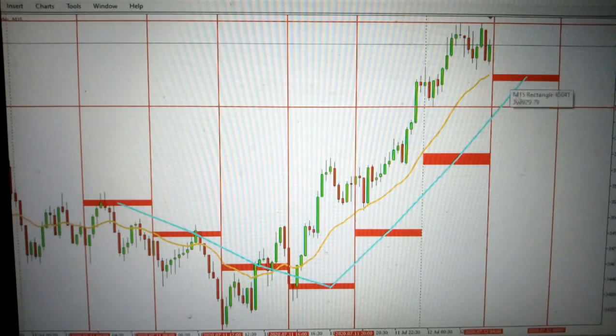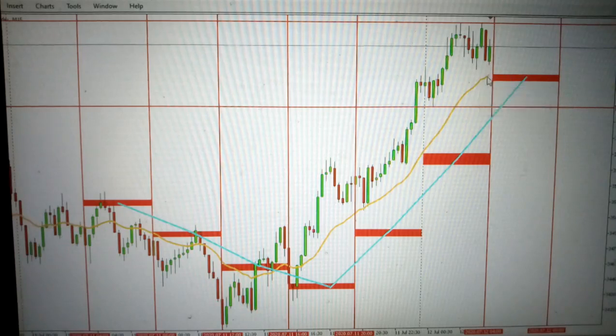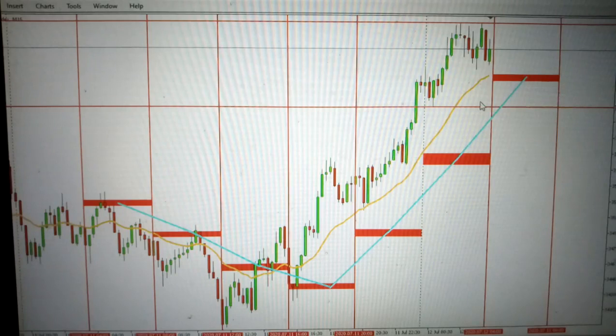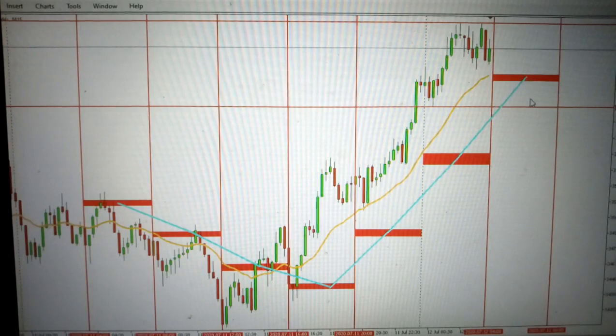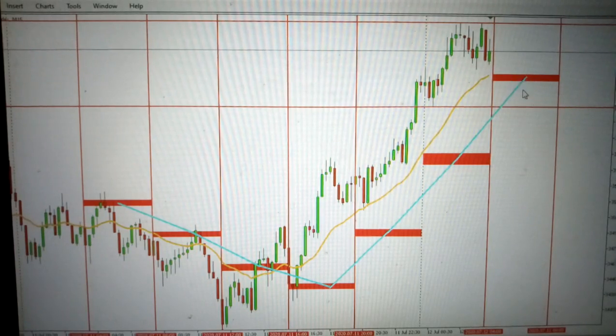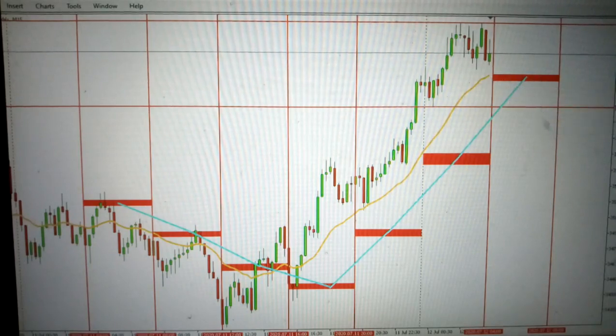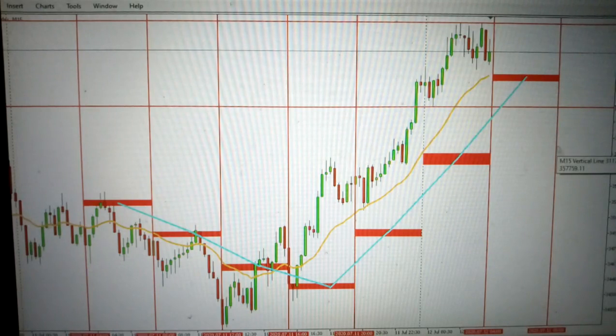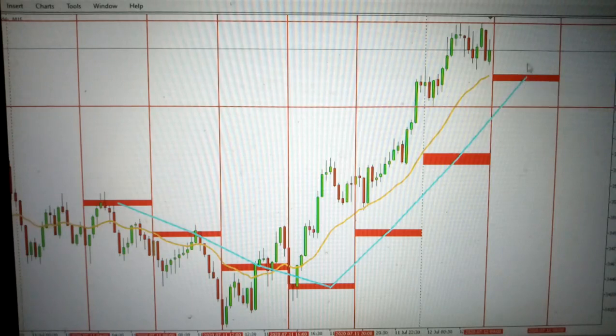But if price drops and this gold colored moving average, 21 moving average, crosses down on the cyan, I should expect a reversal or retracement. So if price drops and closes below the support here, I should expect retracement or reversal. But if price drops and closes on the support and then starts to rise or jump on the support, then I should expect my trend continuation.